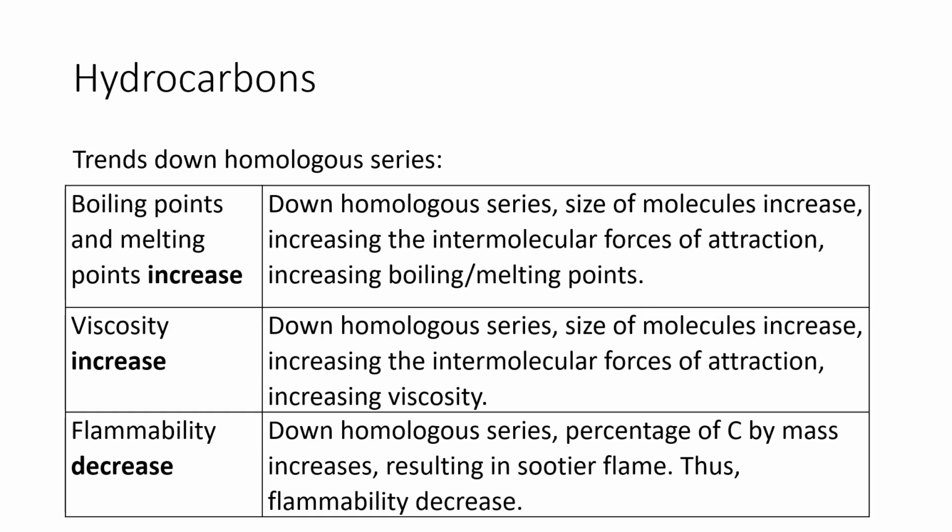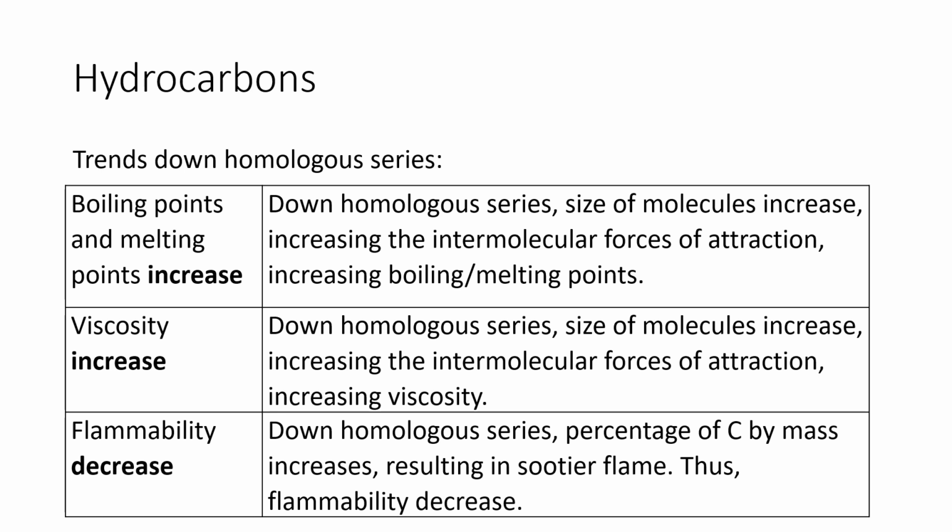Next thing is you need to memorize the explanation for trends down the homologous series. After reading the explanation, you'll realize that it's very similar to group properties. For example, group one metals have similar properties. Group seven halogens have similar properties. This is also the same here. So homologous series is similar to a group in organic chemistry.